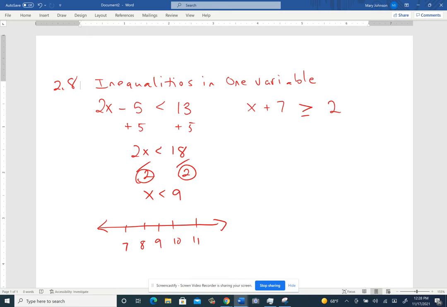And you had to show someone that you understood what the solutions to this were, because it's not just a single number. It's any number that's less than 9. And so you shaded to the left of 9. And then on 9 itself, you had to indicate whether 9 was part of the solution or not. And so it's not part of the solution, so you used an open circle.